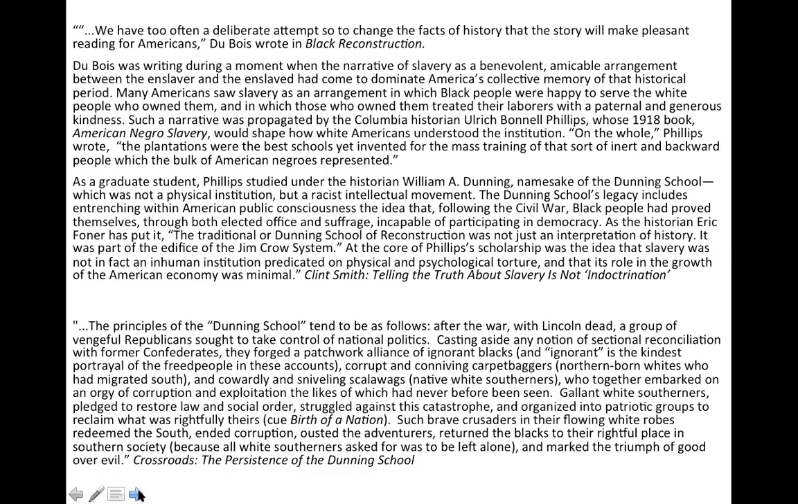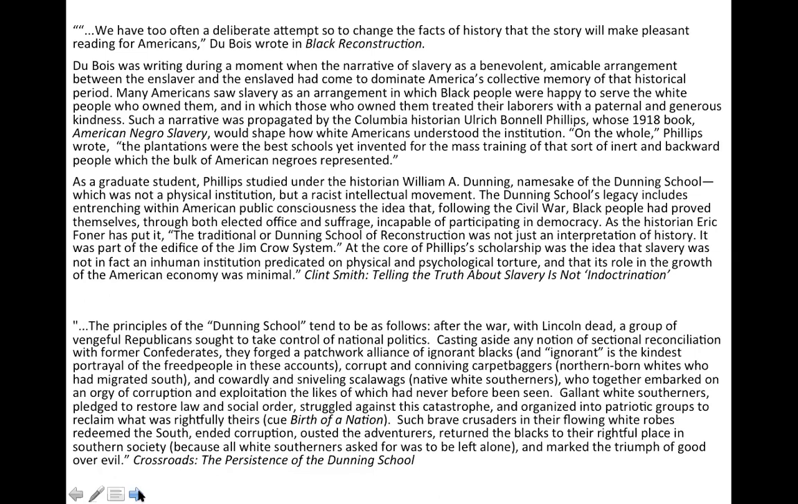The Dunning School's legacy includes entrenching within American public consciousness the idea that following the Civil War, Black people had proved for themselves through both elected office and suffrage incapable of participating in democracy. As the historian Eric Foner has put it, the traditional or Dunning School of Reconstruction was not just an interpretation of history, it was part of the edifice of the Jim Crow system.